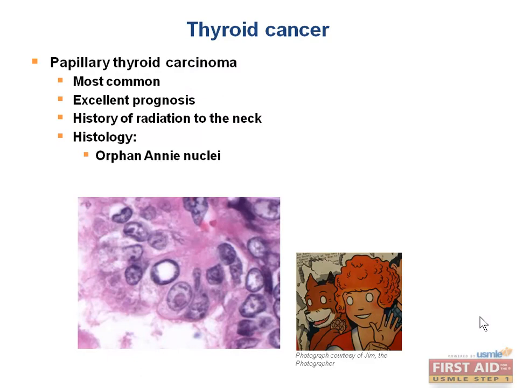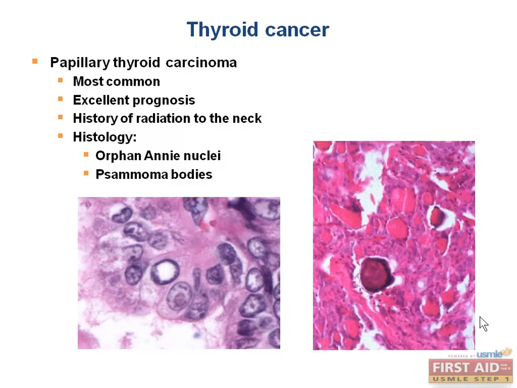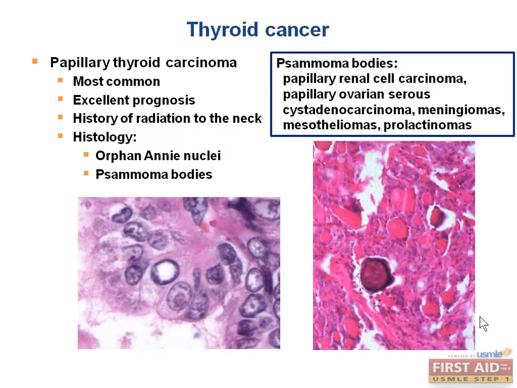the empty appearing nuclei called orphan Annie-eyes, in reference to the Annie cartoon shown in the image in the lower right. The other histological feature to look out for are psammoma bodies, and these are also associated with this cancer in addition to various other pathologies. So psammoma bodies are also found in papillary renal cell carcinoma, papillary ovarian serous cystadenocarcinoma, meningiomas, mesotheliomas, and prolactinomas.